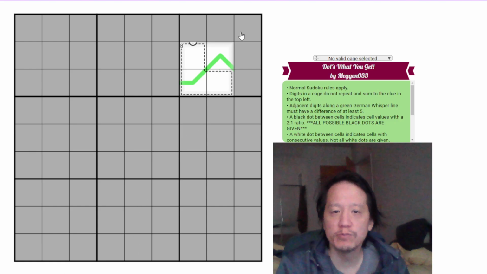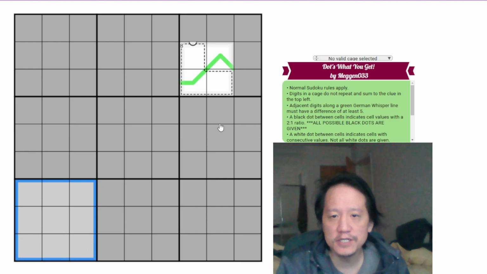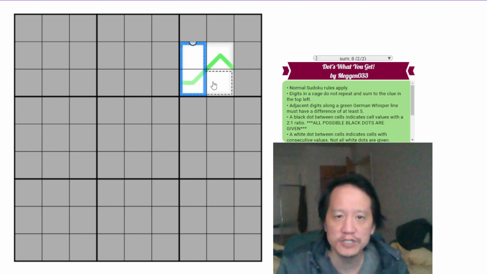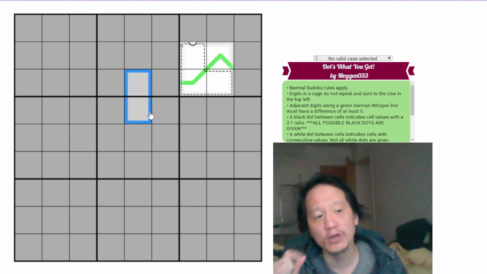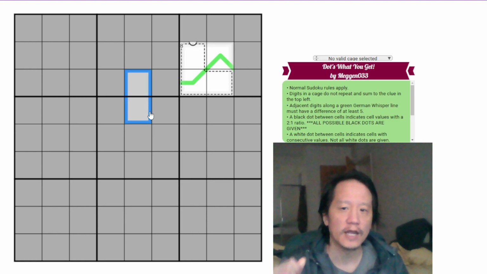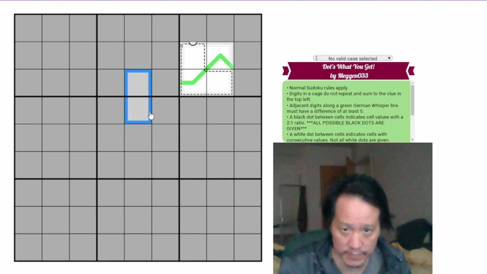Normal Sudoku rules apply, which means place the digits 1 through 9 once each in every row, every column, and every box. Digits in a cage do not repeat and sum to the clue in the top left. So the cage we see is this one, and we know that these three digits add up to 8. And so for all the cages, remember, digits in a cage cannot repeat, so if it goes across a box border, it still cannot repeat digits. And they sum to the clue in the top left.